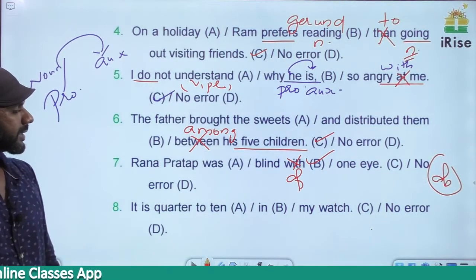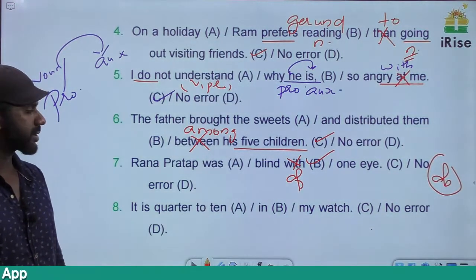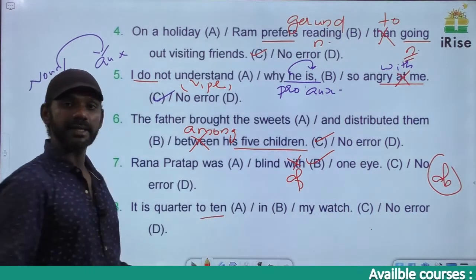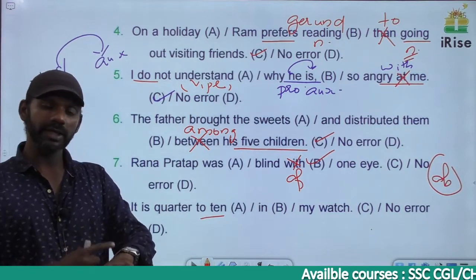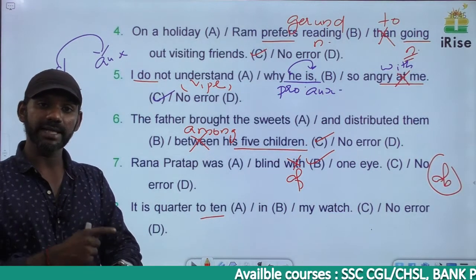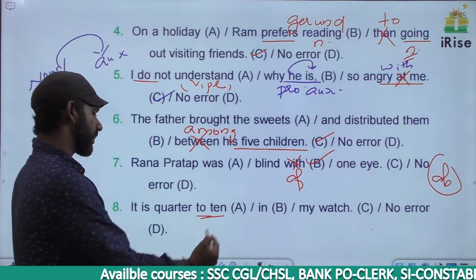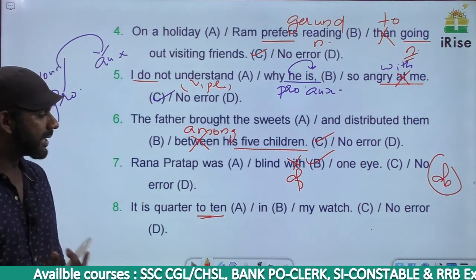It is 9:45 in my watch. It is 9:45, correct? Yes, destination. 9:45 means 15 minutes to 10. 10 is a destination here. And the preposition that is used with destination is to. So it is 9:45 in my watch.